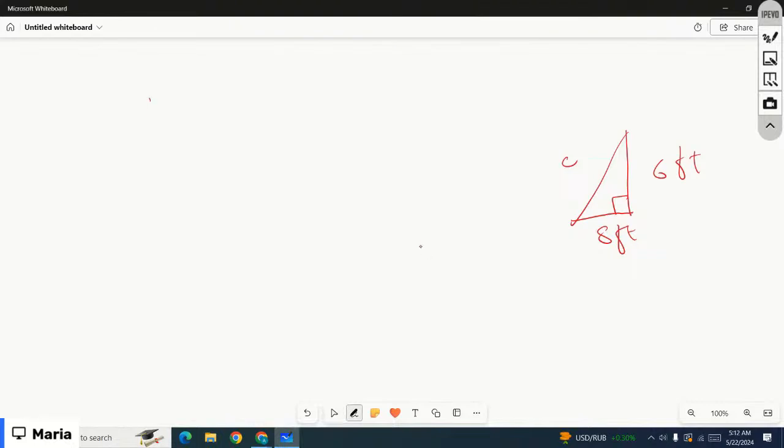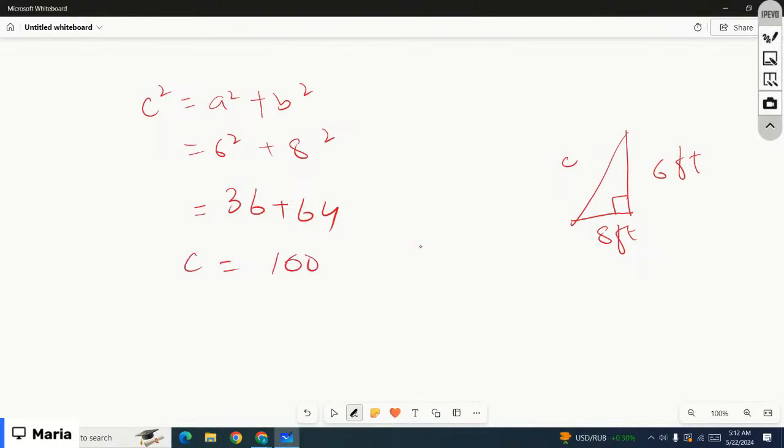Okay, so C square equals A square plus B square, right? So A is 6 square plus 8 square. So which is the correct option? 36 plus 64 is 100. So C equals 10. So that means the hypotenuse is 10.